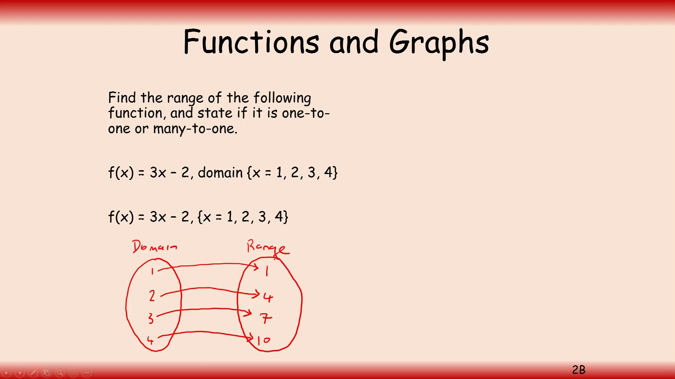So what type of a function do we think it is? Is it a one-to-one or a many-to-one? Yep, it is a one-to-one function. So f of x is a one-to-one function because each element in the domain maps to one in the range, so it's a one-to-one function.